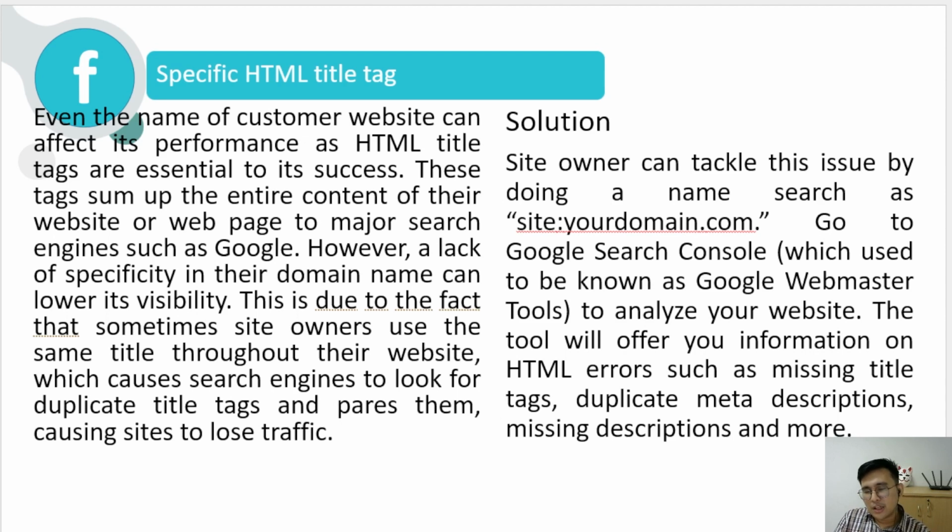use the search engine optimizer method, where we can search our name using Google. So there are some things like the code "site:" and then you type your domainname.com. And usually we can also use tools by Google, such as Google Search Console, to analyze this kind of issue as well. The tool will offer you information on your HTML errors, such as missing title tags or duplicate meta descriptions, missing descriptions, and more solutions.